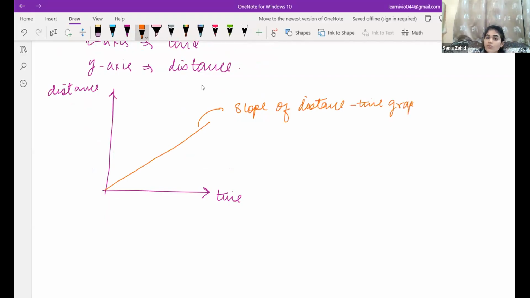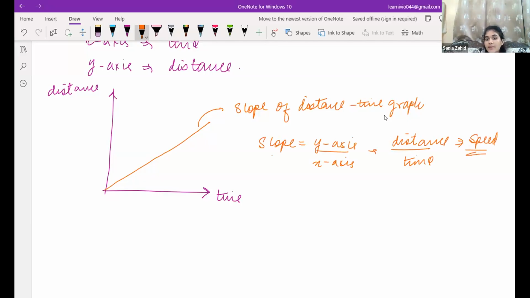Now tell me, what is the formula for slope? We know slope is y-axis divided by x-axis, right? Now what is y-axis? Y-axis is distance. And what is x-axis? That is time. Now tell me one thing, Atheeb. What does distance divided by time give you? Our speed. So can I say that the slope of the distance time graph will give you the speed? Yes, ma'am. The slope of distance time graph gives you speed.